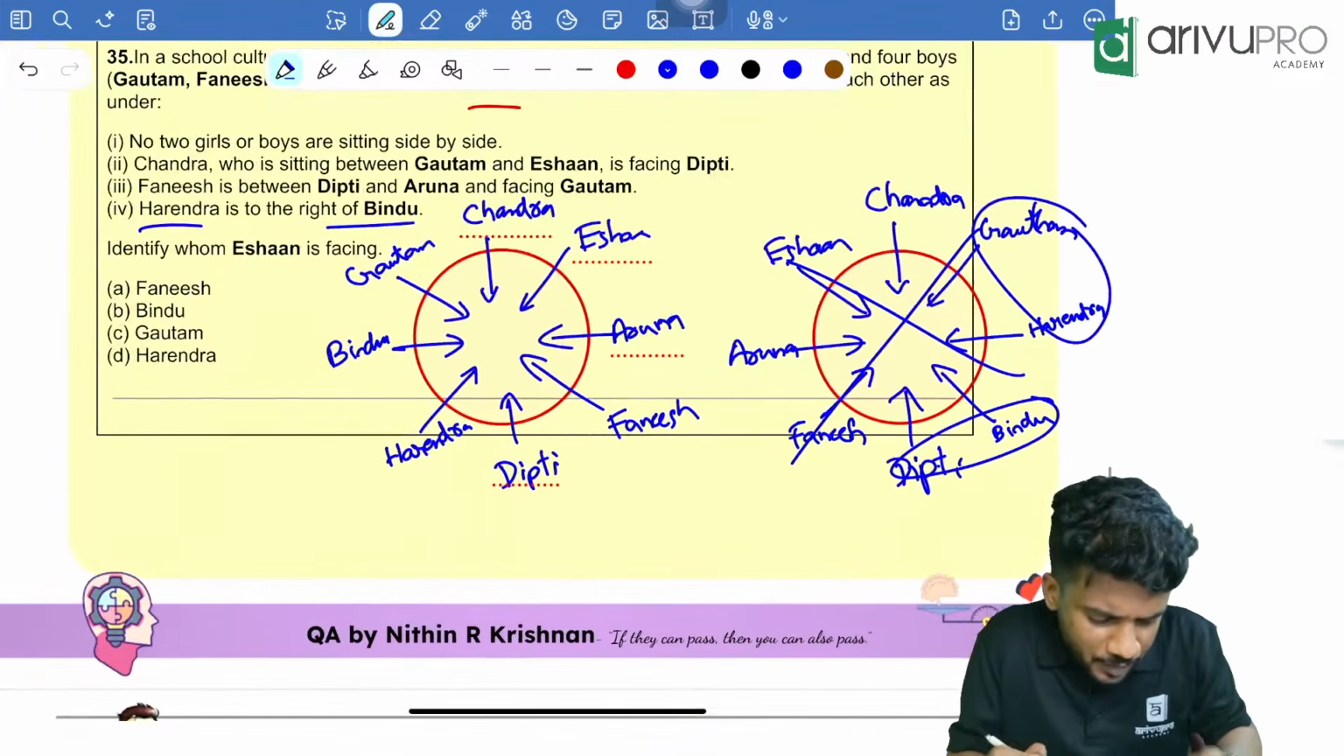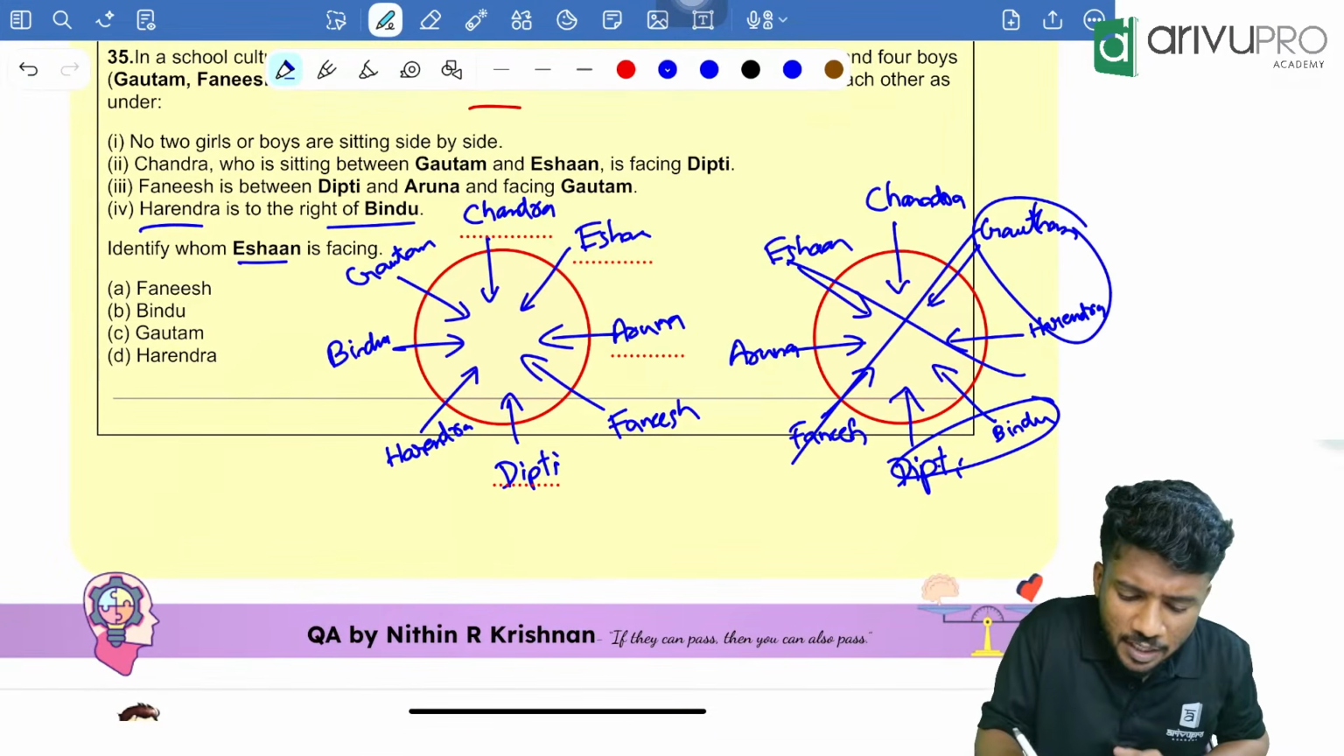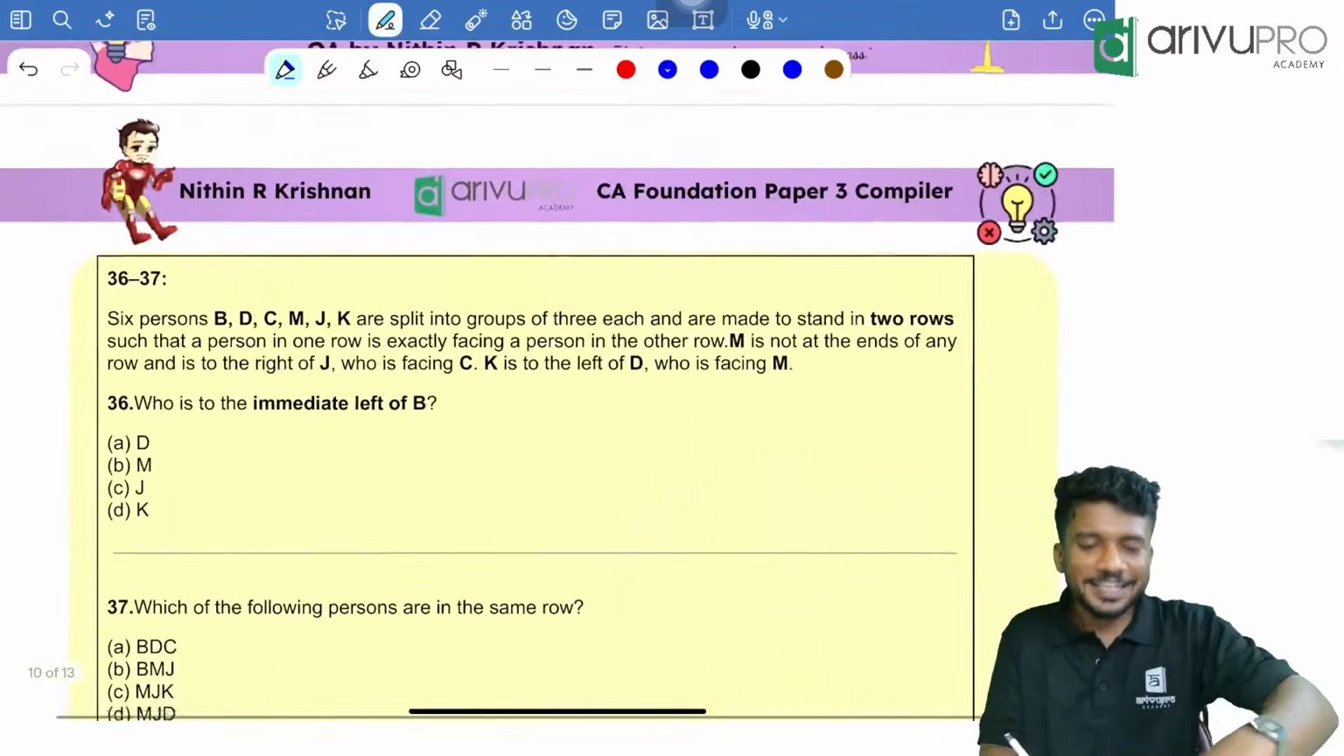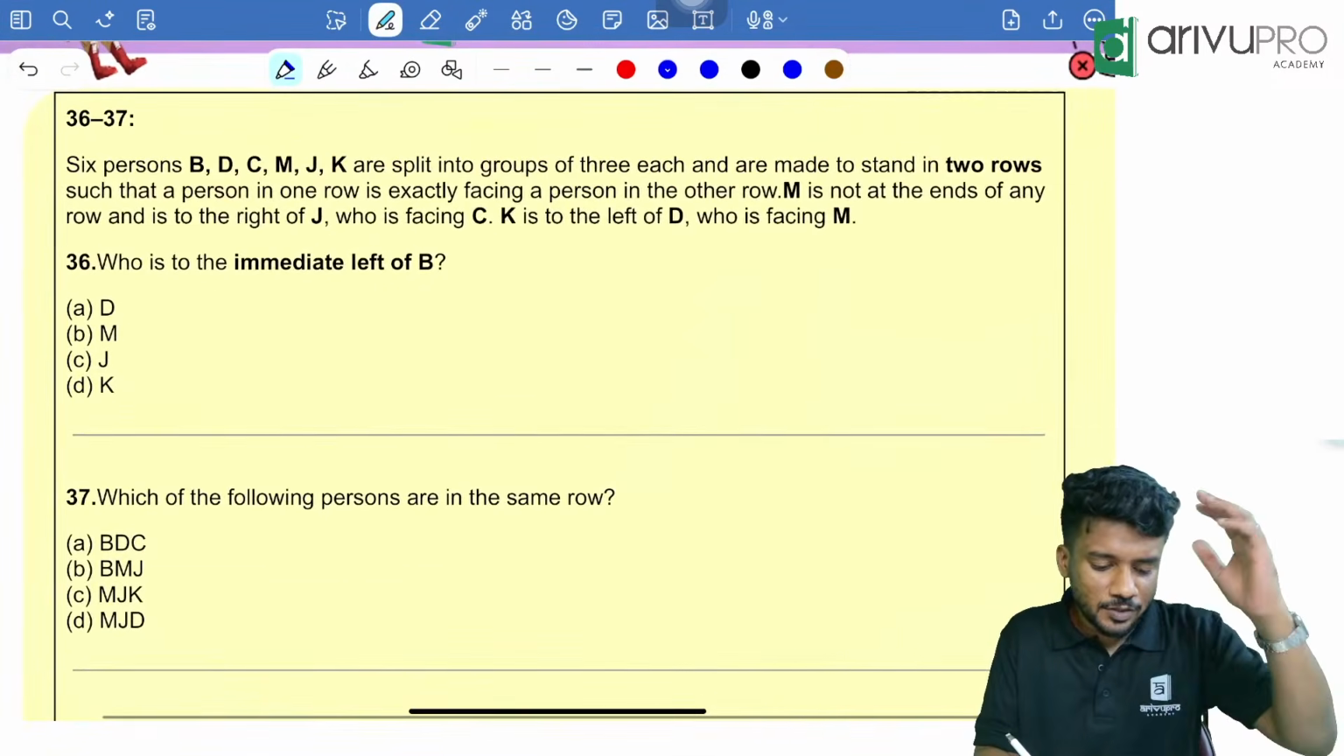Now my question. Who is Ishan facing? Ishan is facing option D, Harendra. Got the point. Next question, 36th question.